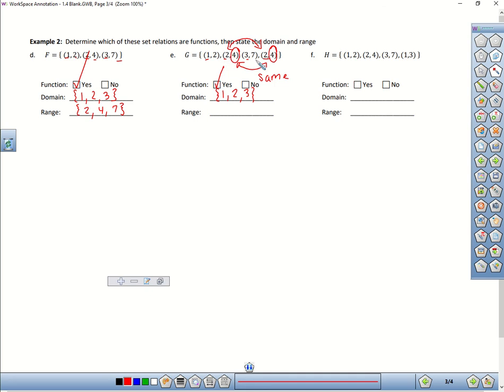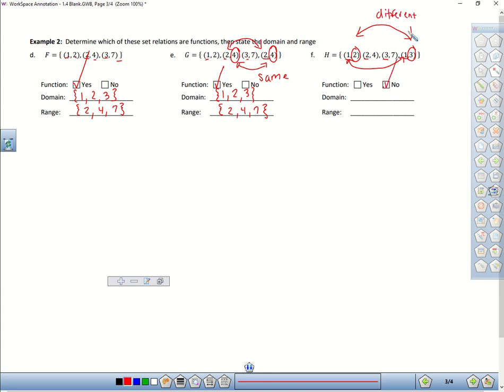So 1, 2, and 3, and then my range is 2, 4, and 7. Now over here, we have unique x, unique x, unique x, and then we have a repeating x. Now what you'll notice about the y values that correspond to that repeating x, they're different. Those are different x values.